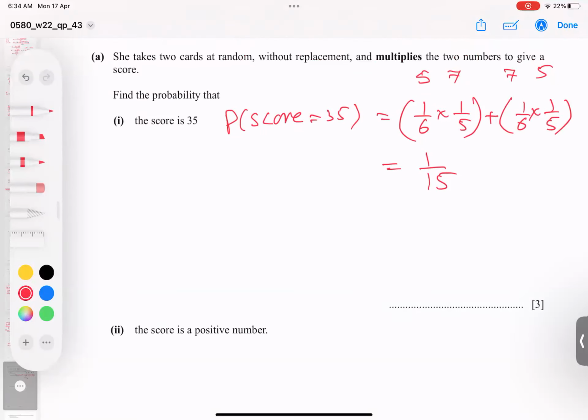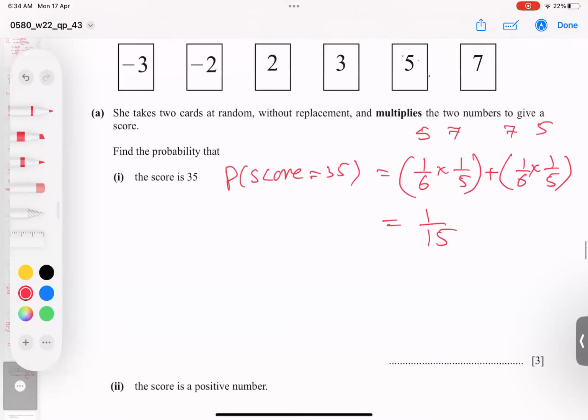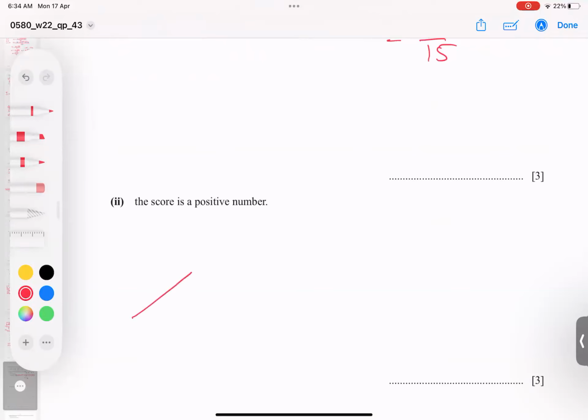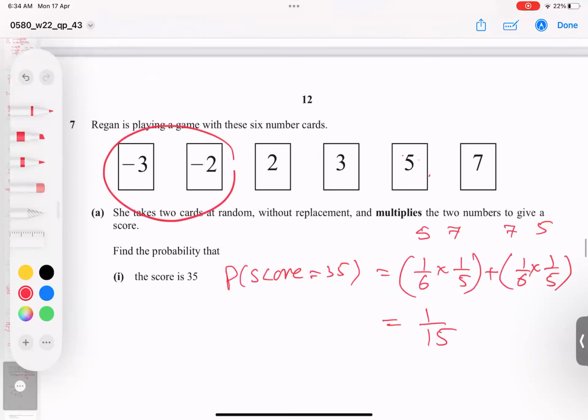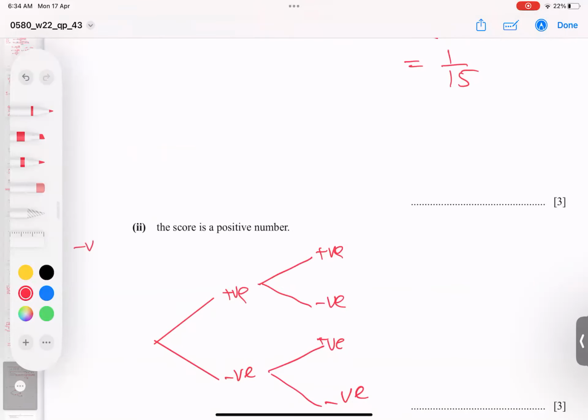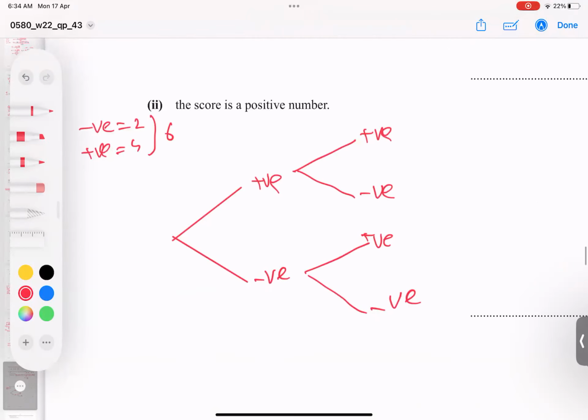Now, the score is a positive number. How is it possible? There are two possibilities. I think we can make this diagram. The first card can be either positive or negative. The second card can be positive or negative. How many cards are negative? 2, and positive are 4. Negative 2, positive 4, and total 6. What is the chance of positive? 4 out of 6. Negative 2 out of 6.